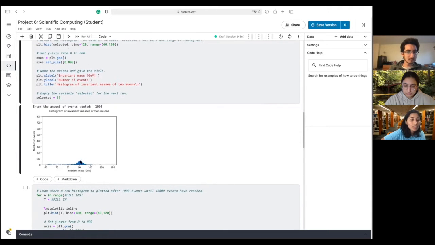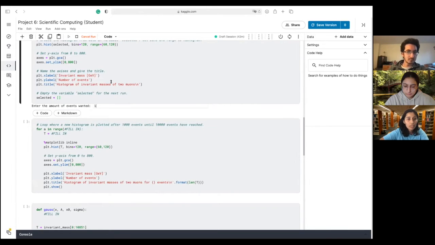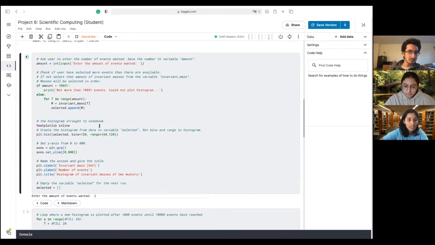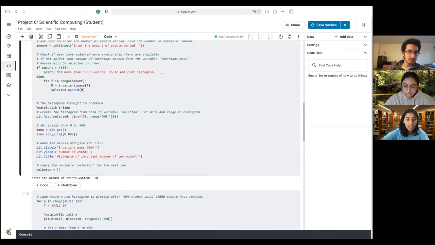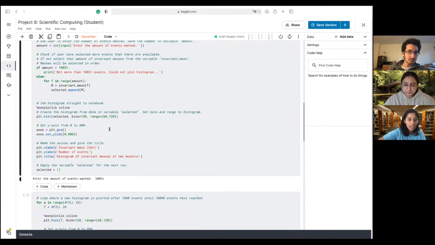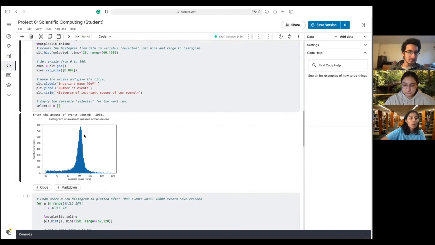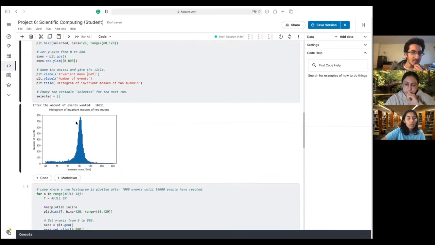Now we see that there is something going on here, but it's still not enough to say anything. Since we know that the largest number of events is 10851, let's try that. And now we see that there is some sort of structure here. This histogram gives us a basic intuition about what kind of fit forms to use when we decide to fit a function.